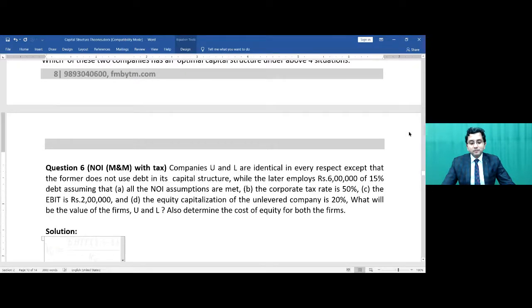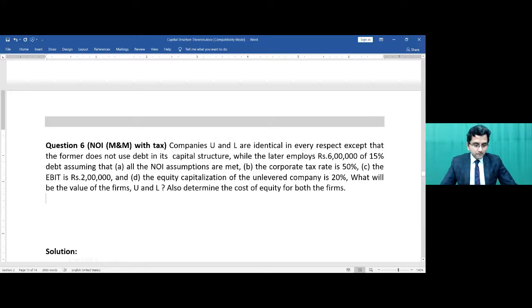Look, there are two firms, unlevered and levered. Both have EBIT of 2 lakh and 2 lakh. Unlevered has zero debt. Levered has debt of 6 lakh at the rate of 15%. Cost of equity of the unlevered company is 20%. If I arrange this information in the form of a table, then probably your understanding will be better.